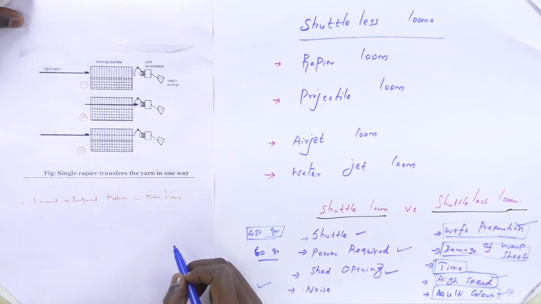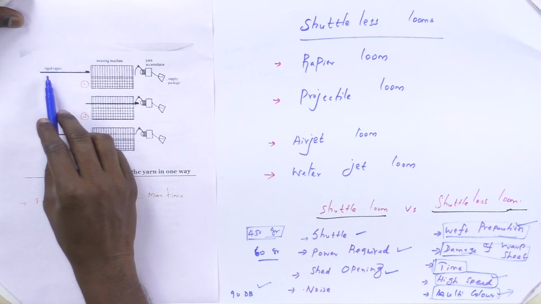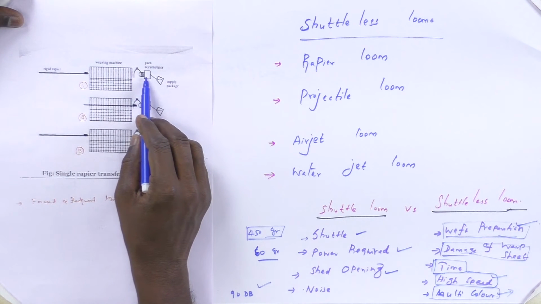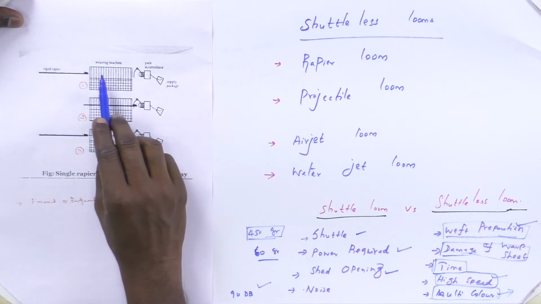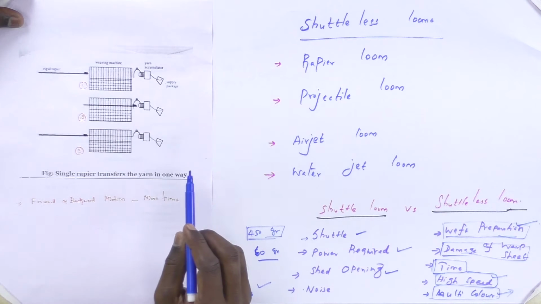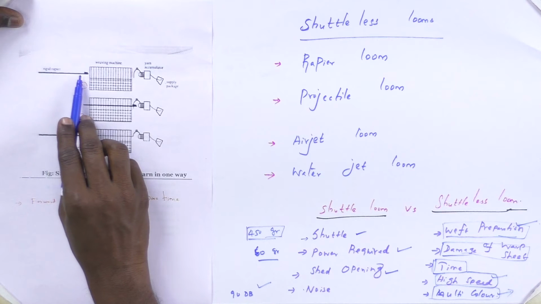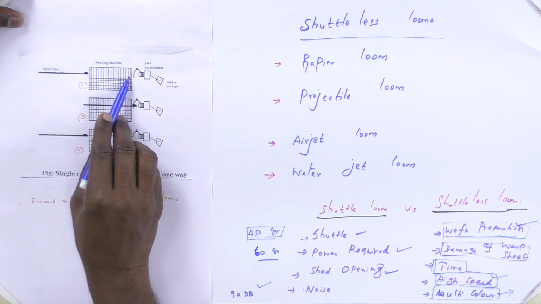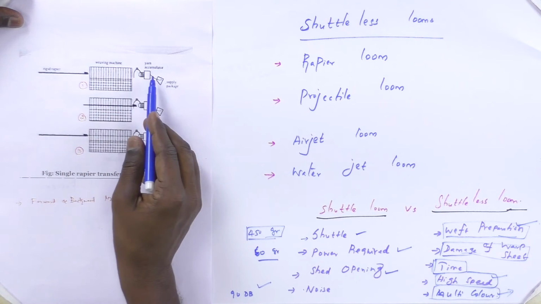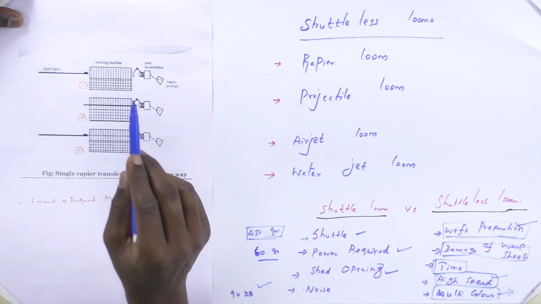This diagram explains the single rapier weft transfer method. This is a rigid rapier which is placed on one side. The yarn, the weft, is placed on another side. In between, the shed is opened. That is the weaving machine which opens the shed, the warp sheets. The first diagram explains the rigid rapier is ready for getting the weft yarn from the other side. On the other side, the weft accumulator is ready to give the weft yarn.